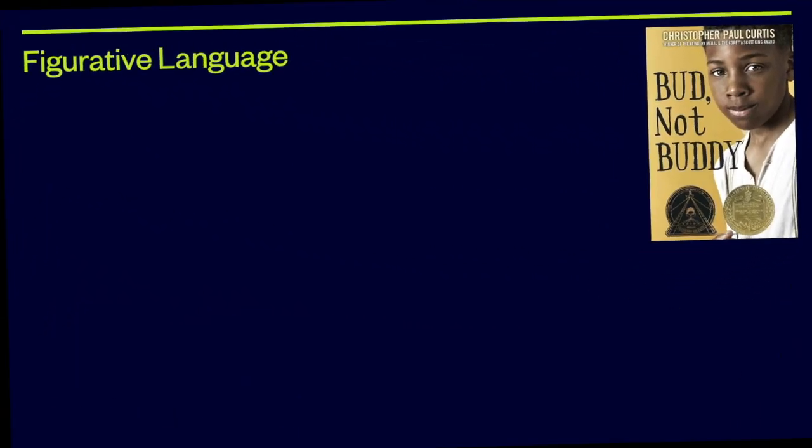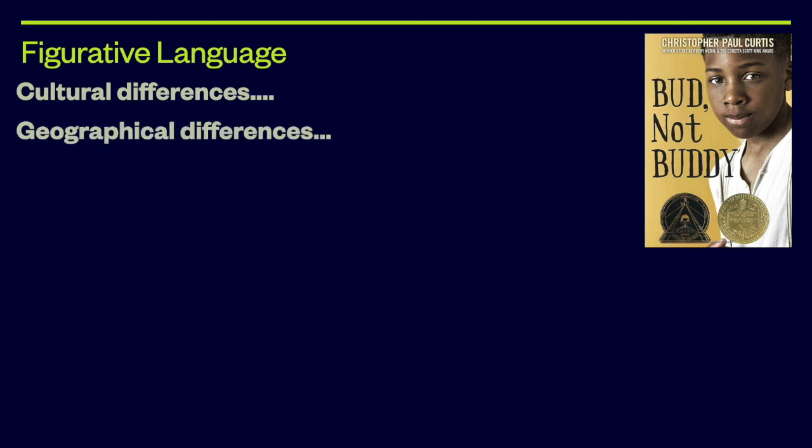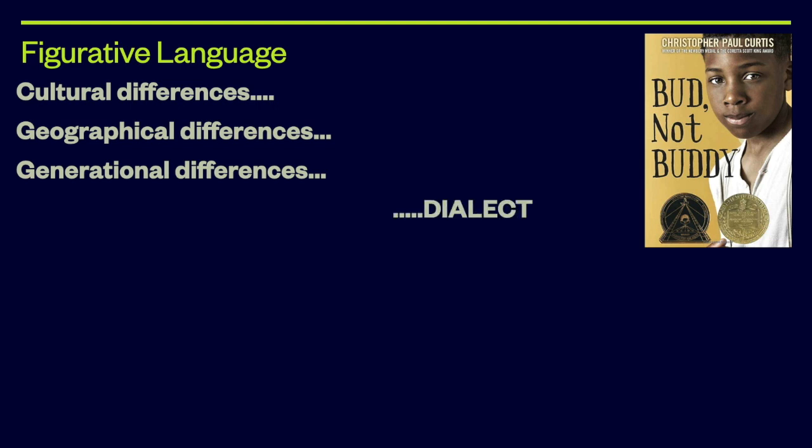All right, bring us back to Bud, Not Buddy. The final note I wanted to say on figurative language is that cultural differences, differences in geography, and differences in generation are all factored into what kind of figurative language each person uses. And when you put all those things together, it's called a dialect, right? And so I can give you some different examples of different cultures, but you're going to notice them yourself in the book. So I'll just give you 3 right here.